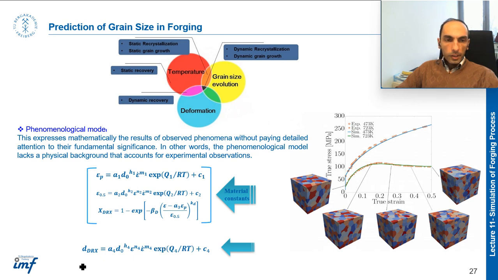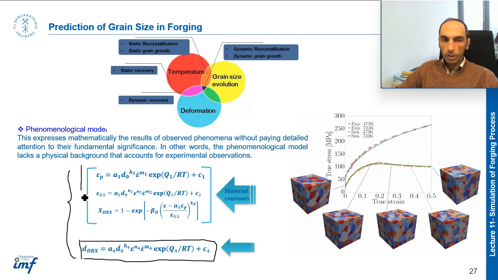This is a set of equations that you can use to predict the grain size after dynamic recrystallization. It consists of two main parts. This equation predicts the grain size, and this equation predicts or calculates the fraction of recrystallization. Why should these two be predicted? Because the average grain size is not only dependent on the predicted grain size, but also depends on the fraction of recrystallization.